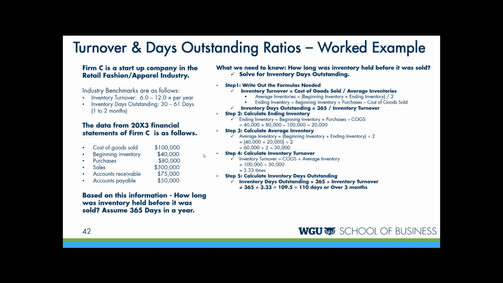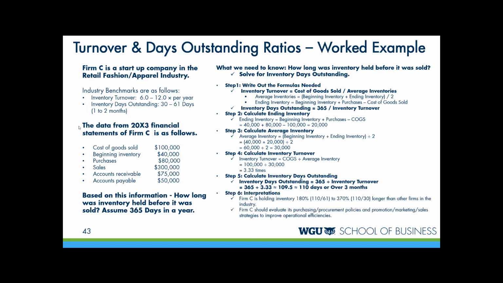So if we convert that now into the number of days outstanding, we take 365 divided by the inventory turnover ratio. So that's 365 divided by 3.33, which gives us a value of 109.5 or about 110 days, which is about 3 months.